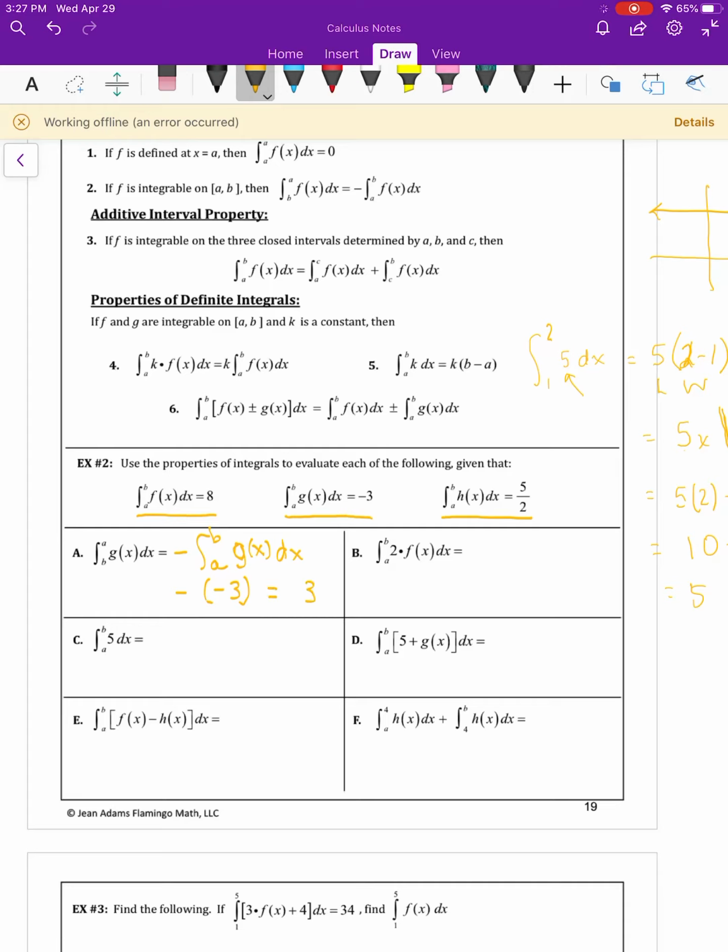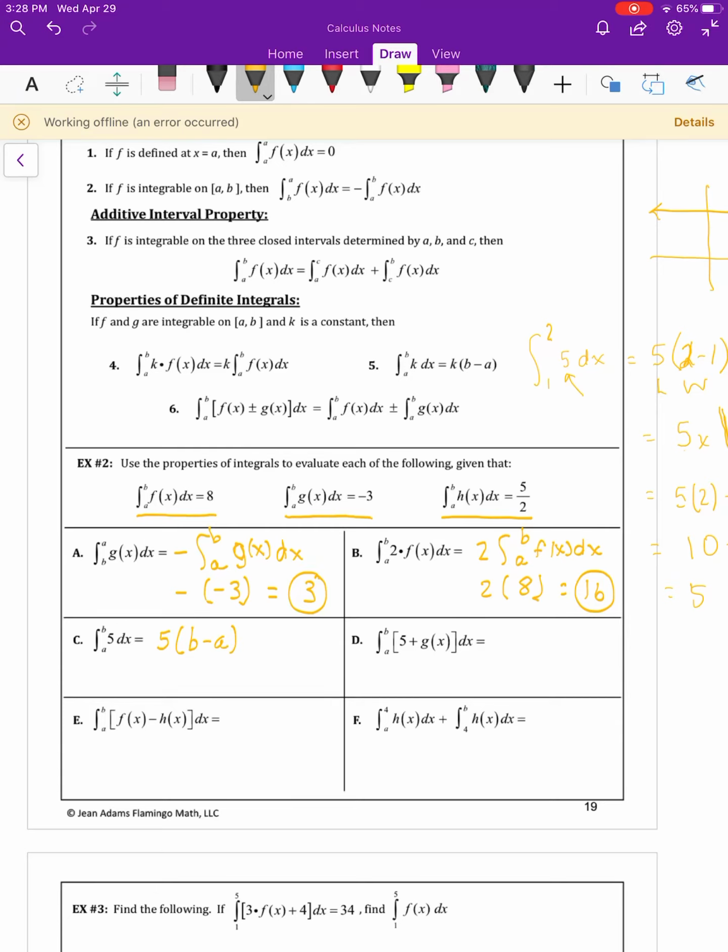So here's that one. We know that that is the negative of, well, they told us it was negative 3. So this one simplifies to positive 3, minus a minus 3. This one, you can see how it has a constant that we can pull out in front. So 2 times the integral from a to b f of x dx. So 2 times, and we said that this was 8. So this one is going to simplify to 16, 2 times 8.